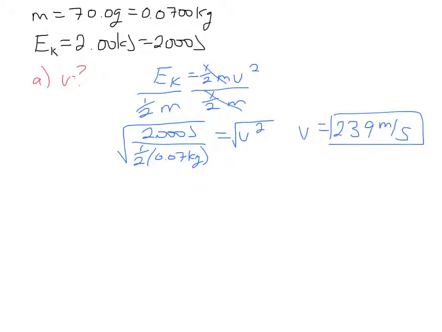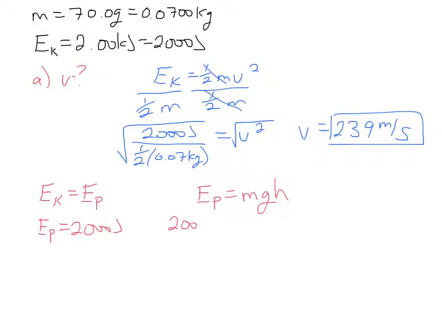That's a fast bullet. In the law of conservation of energy, what B is saying is that all of this kinetic energy was transferred into potential energy. So if it was all transferred into potential energy, then our potential energy is going to be 2,000 joules. We also know that our potential energy is going to be our mass times gravity multiplied by our height. So in this case, 2,000 joules is going to equal our mass, which is 0.07, times our gravity, which is 9.81 meters per second squared, and we need to calculate our height.